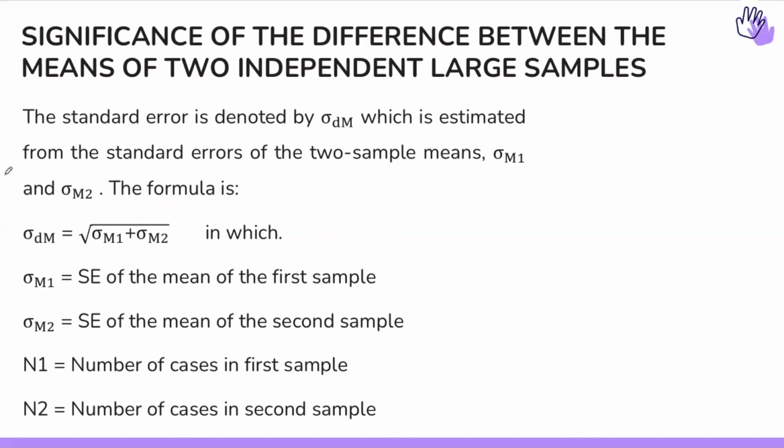The standard error of the difference of means is denoted by sigma DM, which is estimated from the standard errors of the two sample means, sigma M1 and sigma M2. The formula is sigma DM equal to the square root of sigma M1 squared plus sigma M2 squared, in which sigma M1 is the standard error of the mean of the first sample and sigma M2 is the standard error of the mean of the second sample. N1 is the number of cases in the first sample and N2 is the number of cases in the second sample.